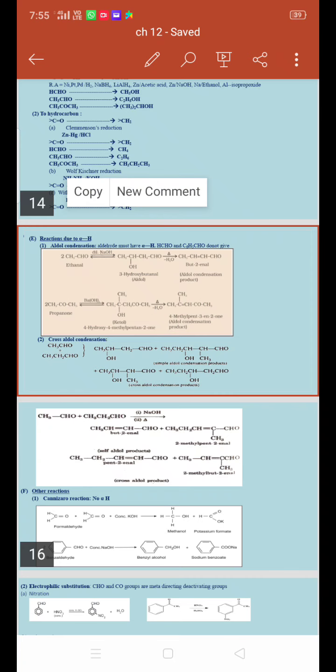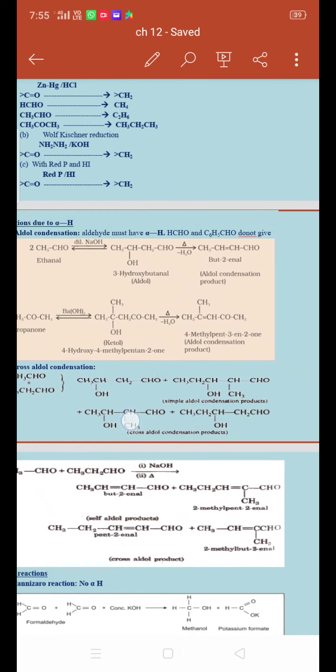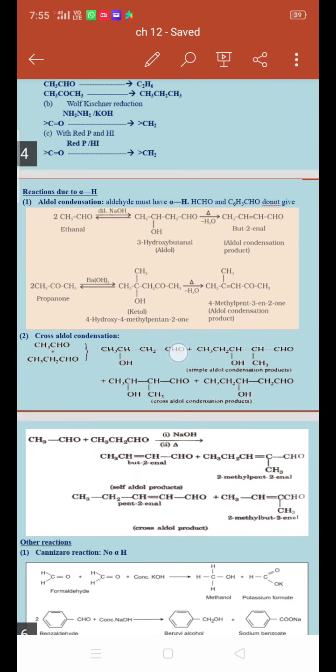Now let me name this ketol. Count the number of carbon atoms. See where the functional group is present, and accordingly number them. In the fourth position, I have a hydroxy group, as well as a methyl group. So I have to name this as 4-hydroxy, 4-methyl. In the fourth position, I have both the OH group and the methyl group.